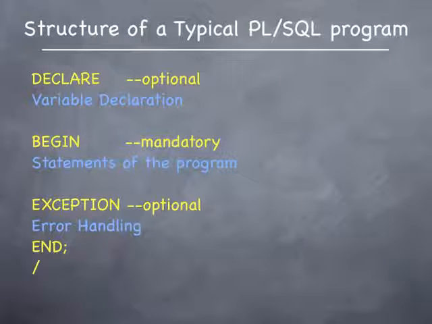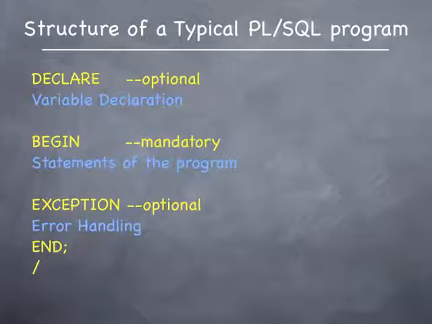Here is the structure of a typical PL SQL program. A program can have up to 3 distinct parts, 2 of which are optional and 1 of them is mandatory. The first section, which is optional, is called the declaration section. It is the section where you identify your variables, give the variables names, data types, and initial values if you want to. The second section is called the body of the program. It is a mandatory section where you write the code of the program. You use the available PL SQL programming constructs or SQL statements to write the statements of the program.